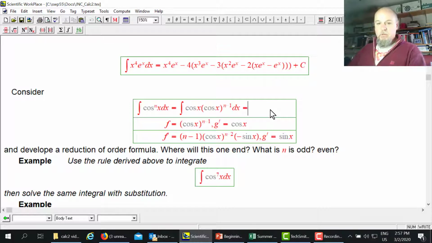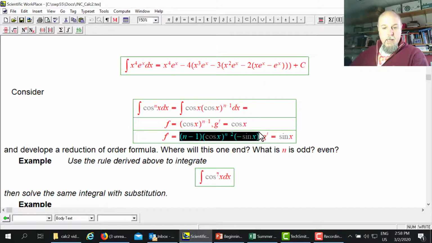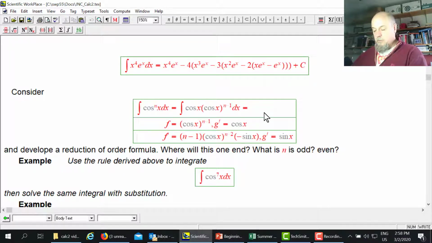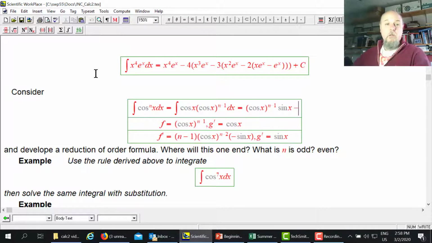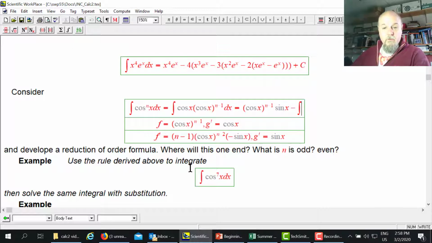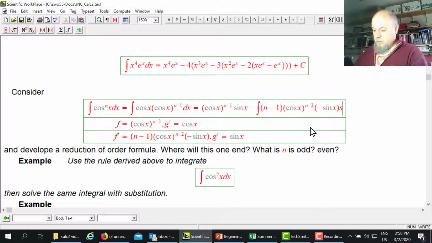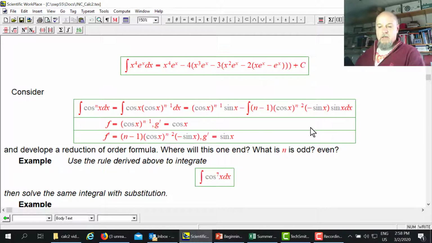So now we're going to build our reduction formula. It equals f times g. f times g. This is f. F times g minus the integral of the two things I made. So integrate, I made these two bottom pieces here. So I've got this and times g dx.